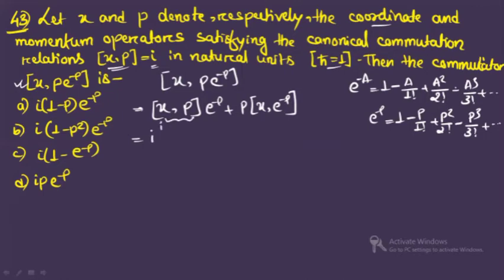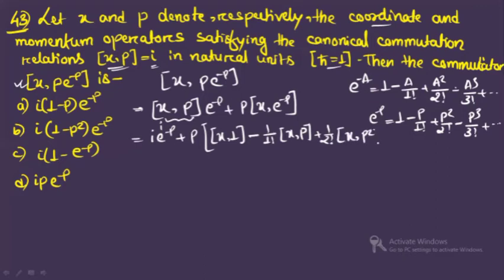Computation of xp: you will have I e to the power minus p plus p is outside. Now you have to write this term x with e to the power minus p, meaning this entire term. When you do that, you will write it as x comma 1, minus 1 by factorial 1 is outside. You will have x comma p, again plus 1 by factorial 2 outside. Here you will have x comma p square plus 1 by factorial 3. Here you will have x comma p cube, and so on, it will go on.